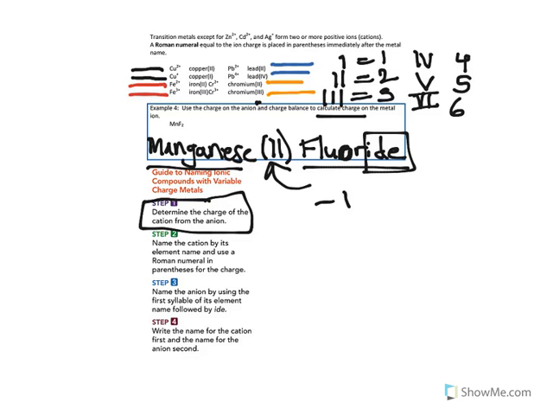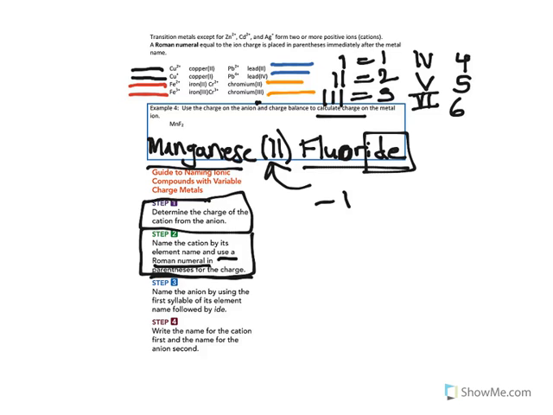Step 2, name the cation by its element name. This has not changed from our previous method. The name of the metal doesn't change. The only difference is that we now use a Roman numeral in parentheses to indicate the charge on this metal.